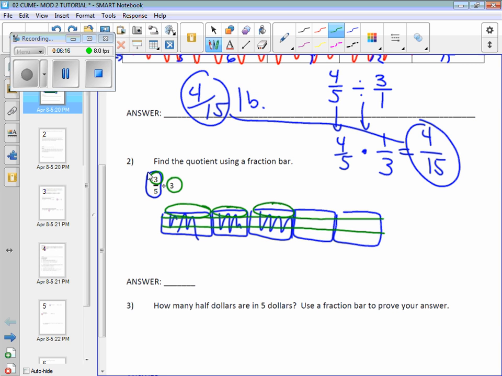Those 3 pieces represent 3 out of an entire amount of 15 pieces, which is 3/15. Now we can reduce that to 1/5, but for right now, let's just leave it as 3/15. Let's do keep, change, flip to prove it.